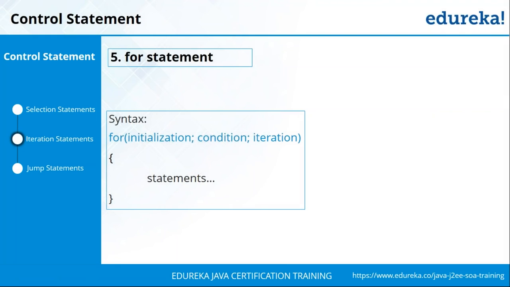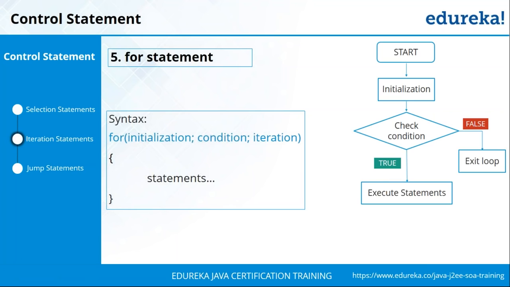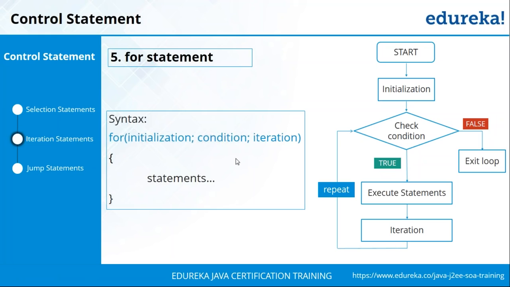Again, if you look at the flow of the for loop, you start the code, and you first begin with initialization. Then you move forward and check the condition. If the condition is false, you exit the loop. But if it is true, you execute the corresponding statements. Once you've completed the execution of the statements, you iterate the value and go back to checking if the condition is true or false.